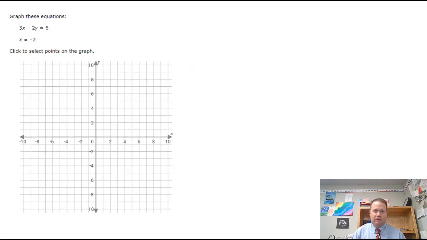Let's take a look at the last one I'm going to show you today, and that is x equals -2, which is just a vertical line. x is -2 is these dots right here. So there's x is -2, and the other equation actually has an x and a y. It's actually got a slope that is defined. So let's take a look.